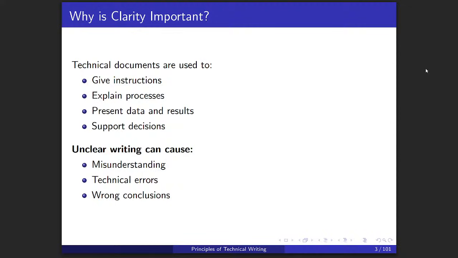So unclear writing can cause misunderstanding also, same as I have mentioned just now. Technical errors can also happen. It may even lead to wrong conclusions. Okay. So this is why maintaining clarity is very important.